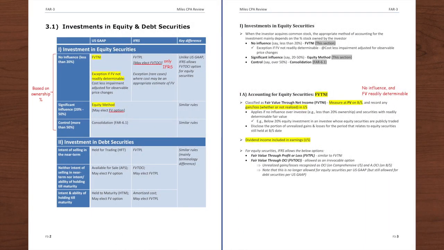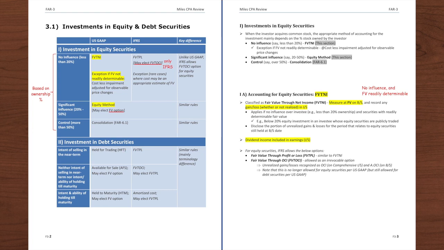Now let's flip back a few pages and get to page 2. And we have a quick recap on investment in equity securities. So situations with no influence use the fair value through net income unless the cost exception applies. Significant influence use the equity method, may also elect the fair value option. But if the investor has control, more than 50% ownership, need to consolidate. So basically, how to account for investment in equity securities, as we have noted, is based on ownership percentage.